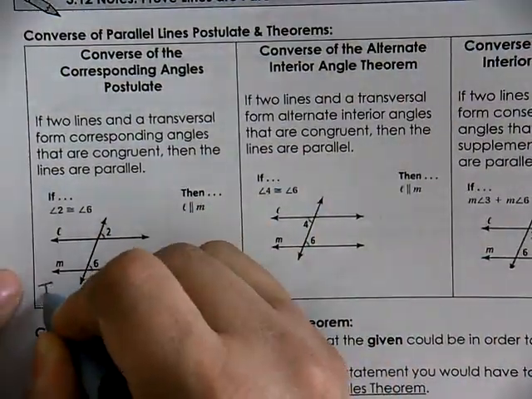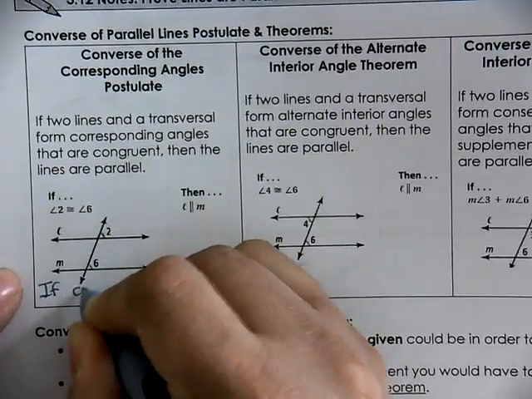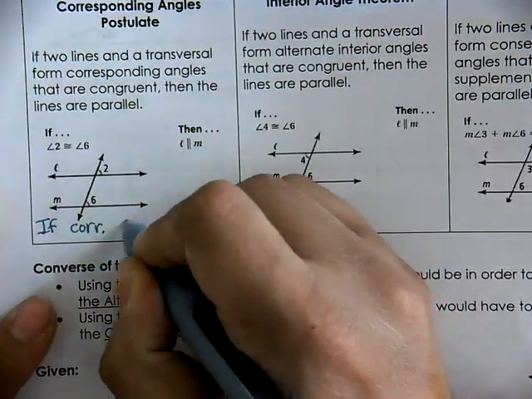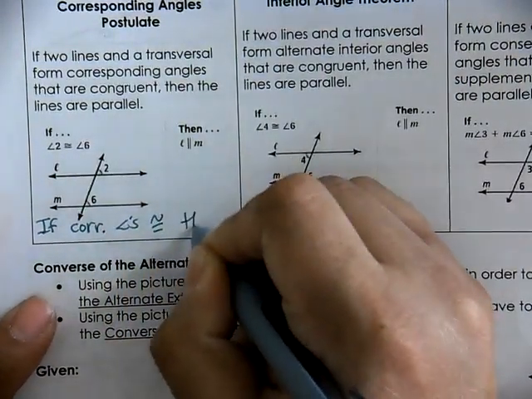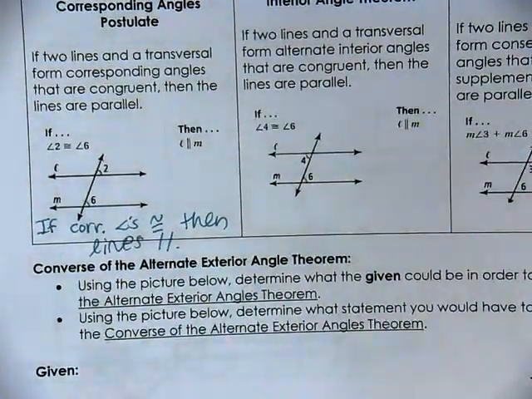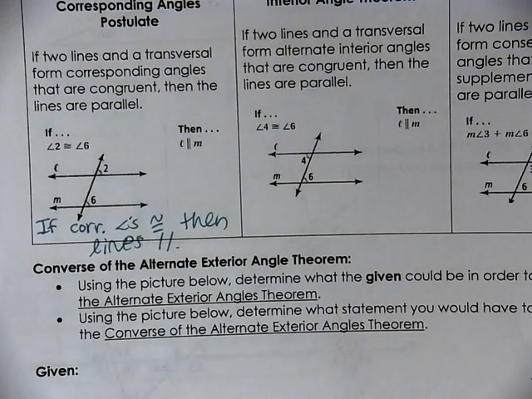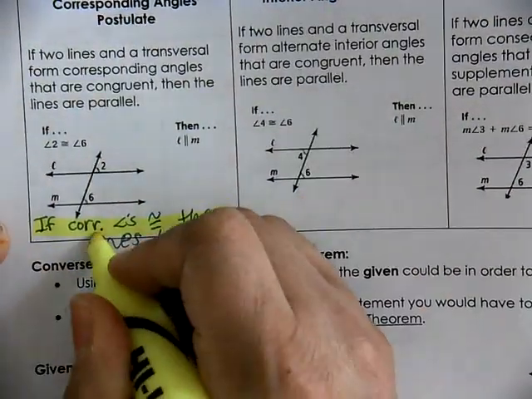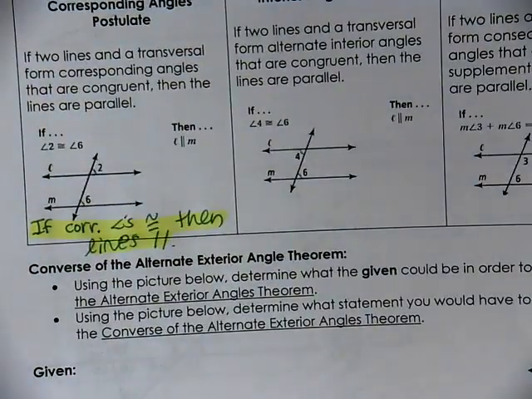So this is how we write it on the yellow sheet. This is the shorthand. If corresponding, and if you don't want to spell out the whole word corresponding, you don't have to. You can abbreviate that. Angles congruent, then lines parallel. Okay, so that's the theorem, or in this case it's actually a postulate, but it doesn't really matter which one. I'm going to highlight it because that's what you're going to use on proofs. Anytime you realize that corresponding angles are congruent, you're able to say then that the lines are parallel.